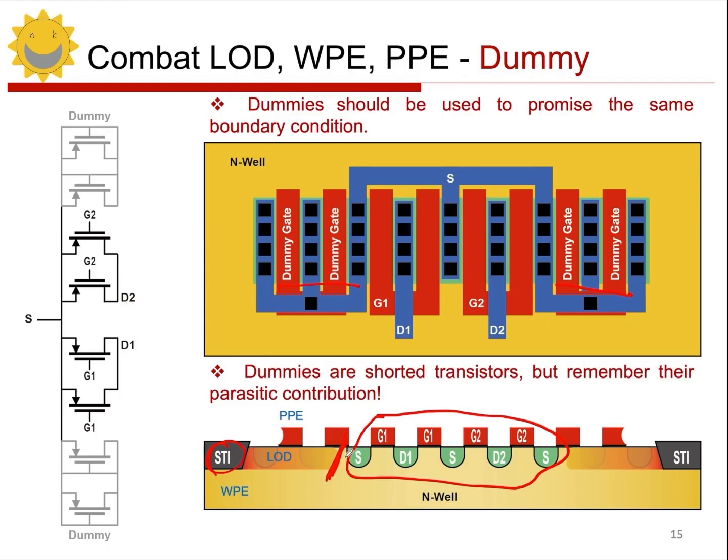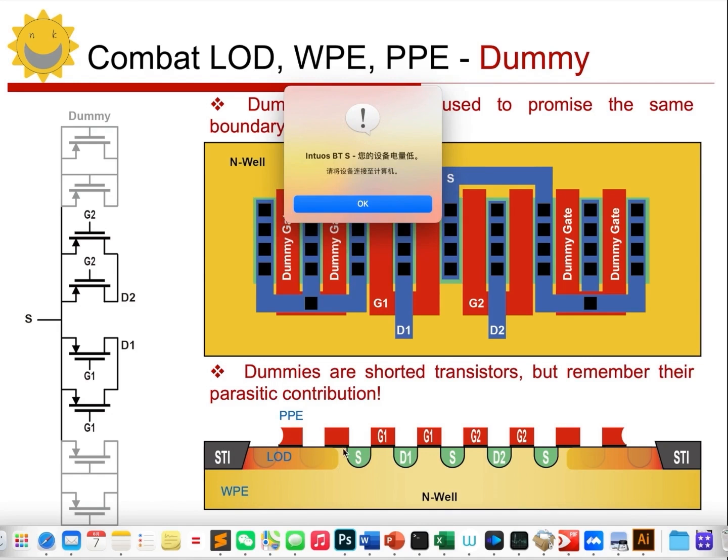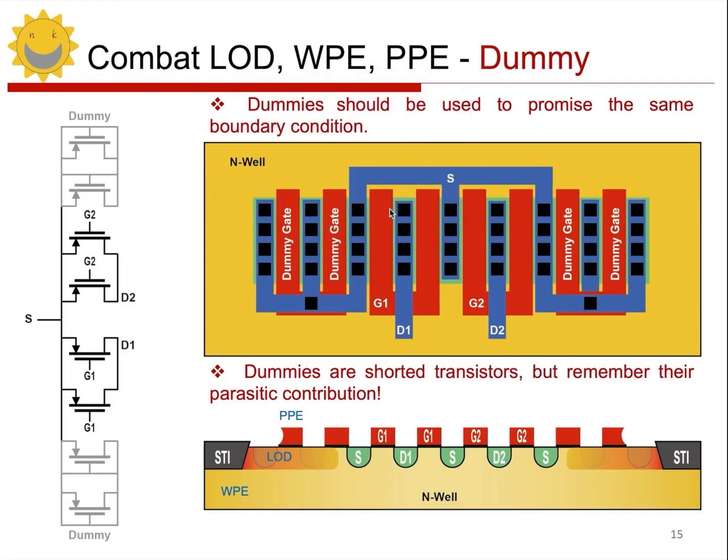If the STI were to extend out, it would directly affect the G1 below, right? But now the STI has come here, because we've placed two dummy transistors, right? If I added more, the STI would be even further away. So we can see that in this case, STI has less impact on this core area. So, the stress in this core area has been reduced, right? It's been lowered. This way, what does it achieve? It weakens the LOD issue.